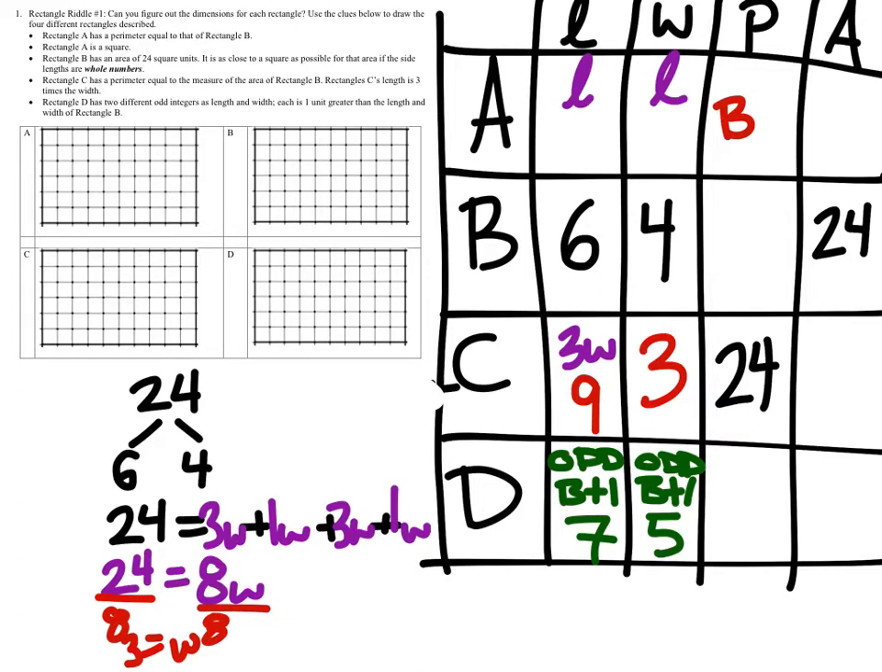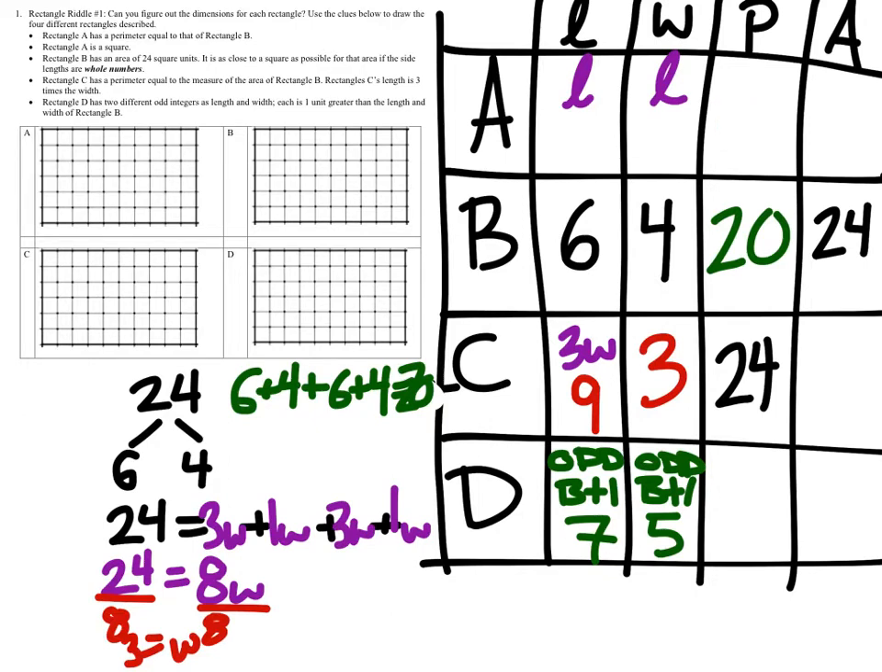Can we find the perimeter of B? Yes. All right, so for the perimeter of B, we would take the 6 plus the 4, length plus width, plus the length plus the width, and we would get 20 for the perimeter of rectangle B. This also means that the perimeter of A also then would be 20 as well.